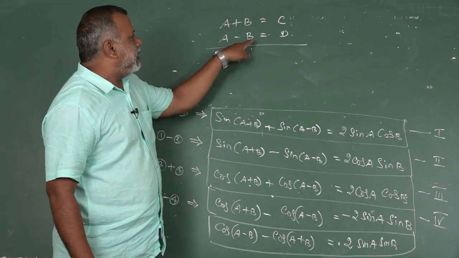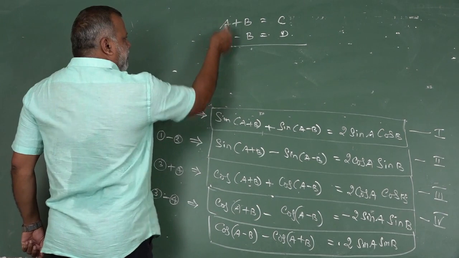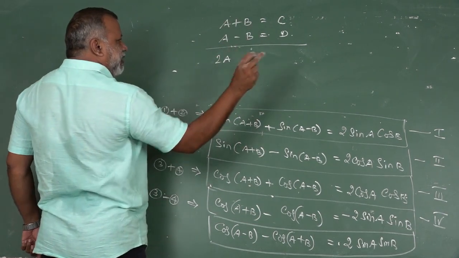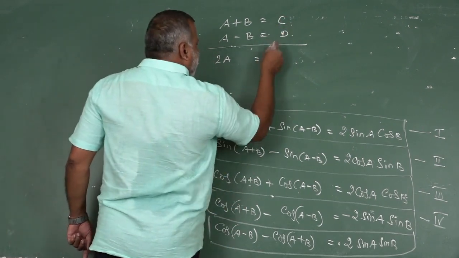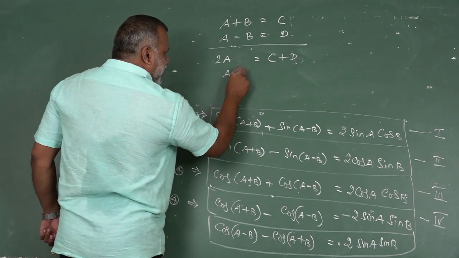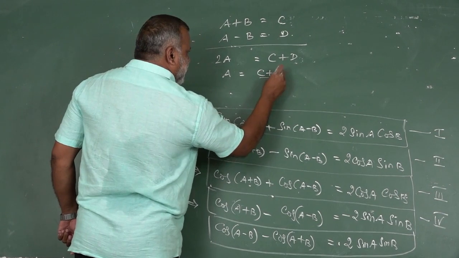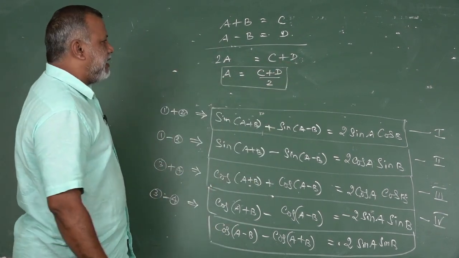A minus B is equal to D. Now adding these two, we get 2A, because positive B and negative B are removed. Adding means A plus A, we get 2A. Now this is C plus D. That means we get A equal to C plus D divided by 2.